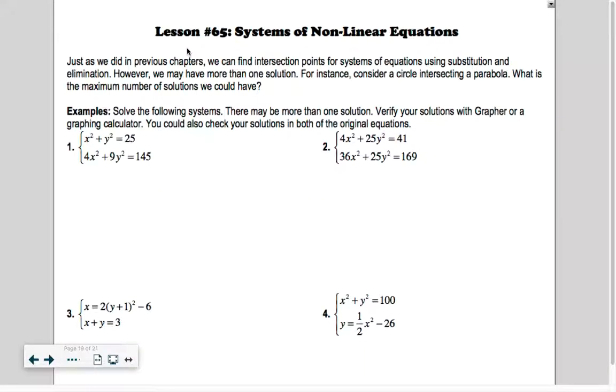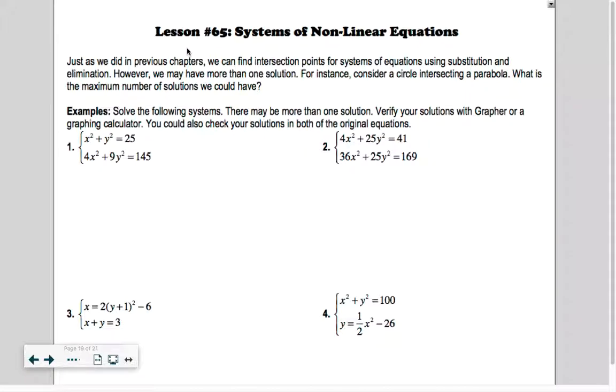65 is on systems of nonlinear equations. So we've done this before. You did it in Algebra 2. You actually did these exact questions in Algebra 2 because I was lazy and I just copied them over. But we'll handle this. So number 1, it says x squared plus y squared equals 25.